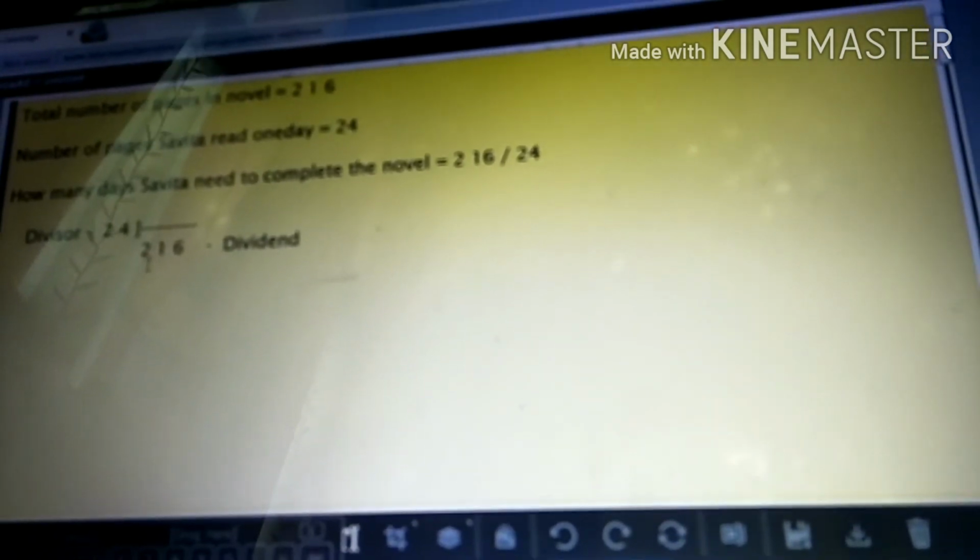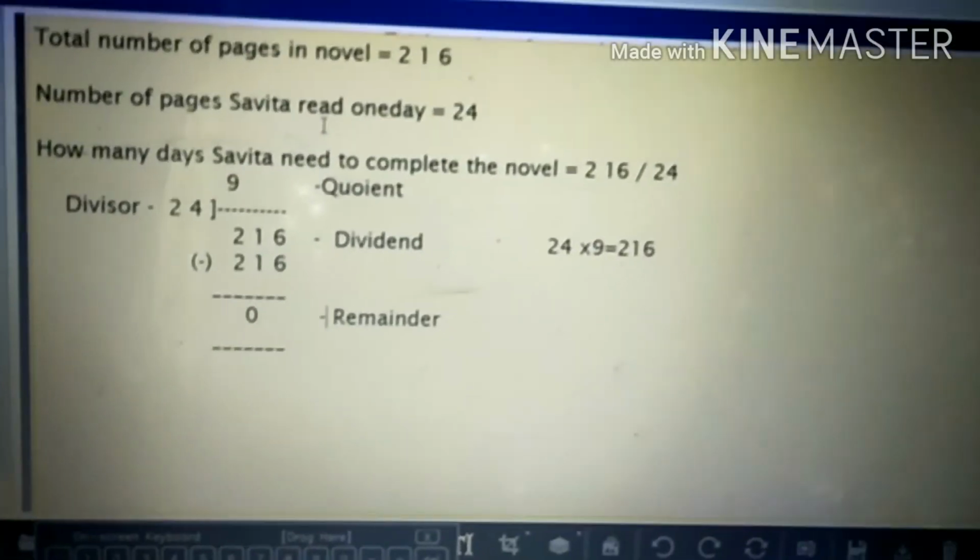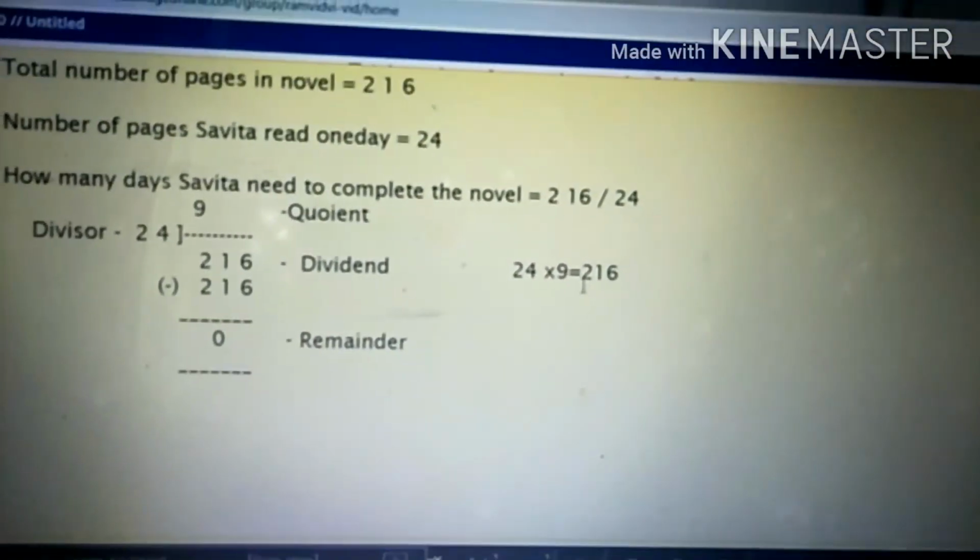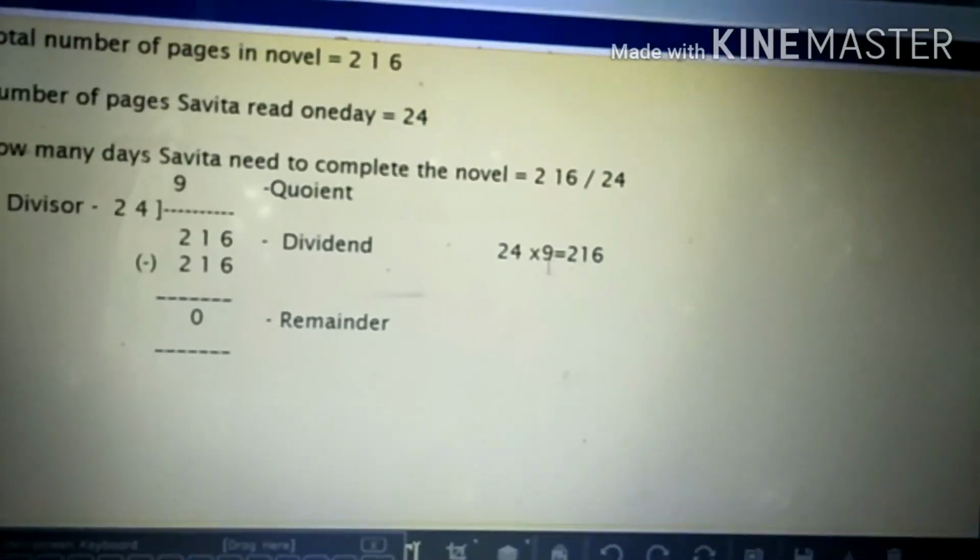The 2 in the first digit is less than the divisor 24. So I take the second digit. Now I have 21. This is also less than the divisor 24. So I take the 3 digits, 216. Now I check the table: how many times does 24 go into 216? So 24 times 9 is equal to 216.